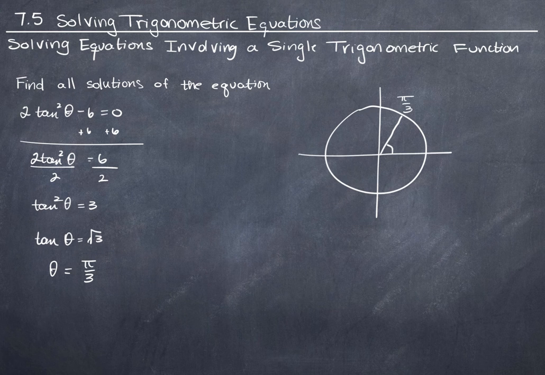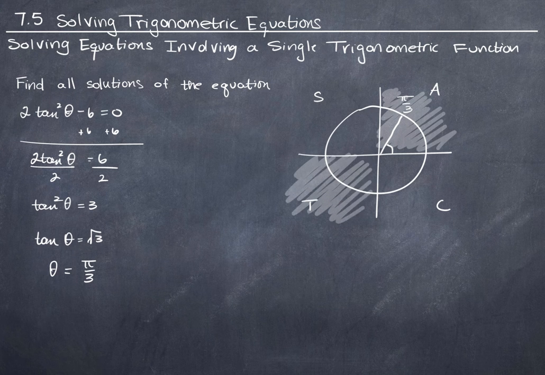So where's the tangent positive? Well, it's positive here and here. So I'm going to be working in quadrant 1 and quadrant 3. So I want reference angles of pi over 3 in quadrant 1 and in quadrant 3. So there's my second angle, my second reference angle. This actual angle is 1 pi over 3, 2 pi over 3, 3 pi over 3, 4 pi over 3. So the other answer here is 4 pi over 3.